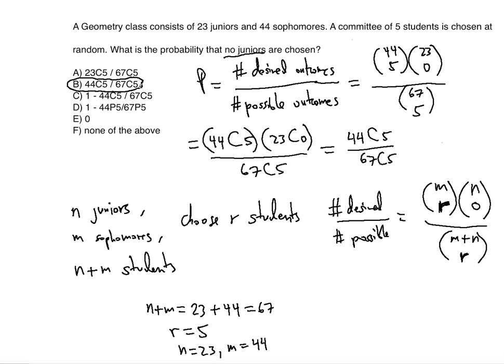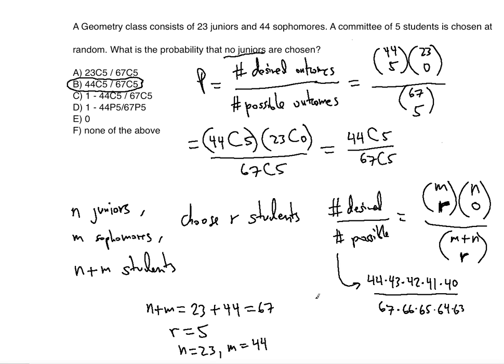Now, if you wanted to avoid this method, you could have simply understood that you can choose 44 sophomores for the first spot times 43 sophomores for the second spot times 42 sophomores for the third spot times 41 sophomores for the fourth spot, and for the last spot you would have 40 sophomores, and dividing it over by choosing 67 students for the first spot, right? Because it's everyone together, the number of possible outcomes. That's why we start from 67 times 66 times 65 times 64 times 63.